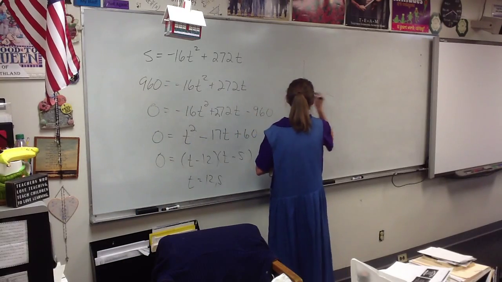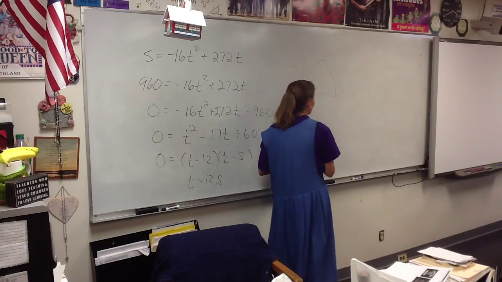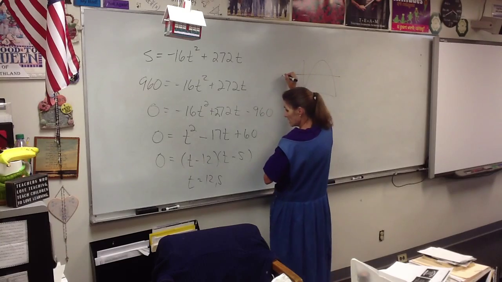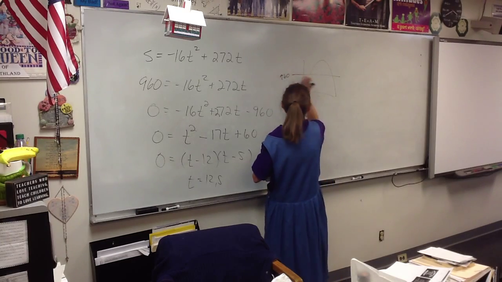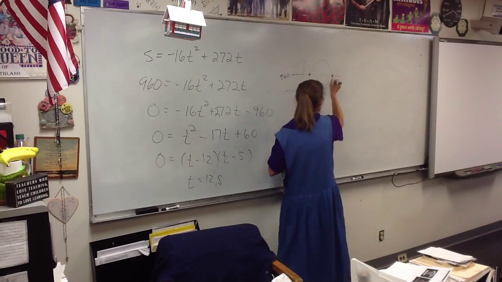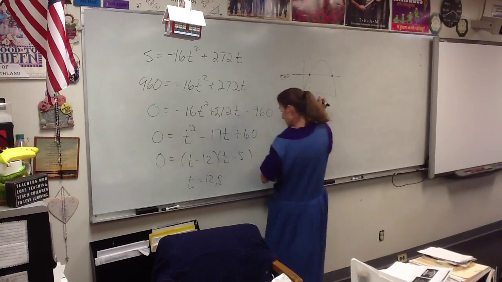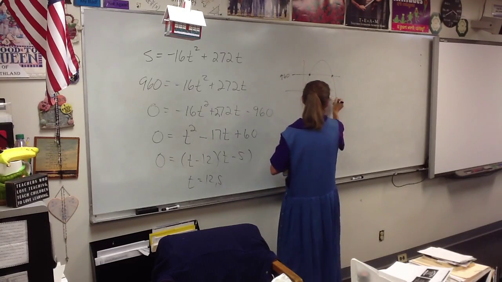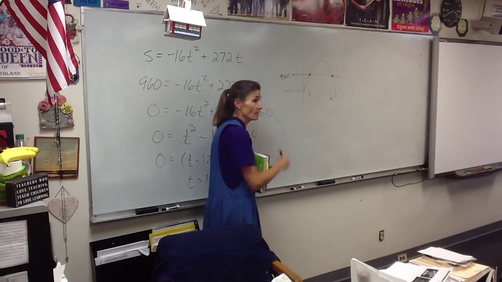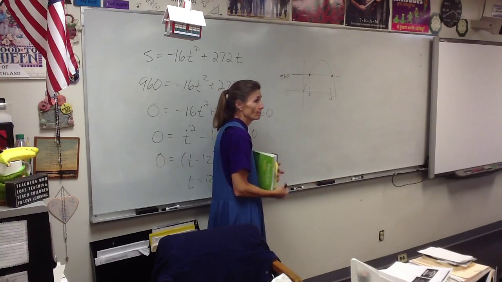So in terms of a diagram, here's the ball. Here's the height of 960. Right there it's at 960, and right there it's at 960. So that's 5, and that's 12. That makes sense to everybody? On the way up, on the way down.